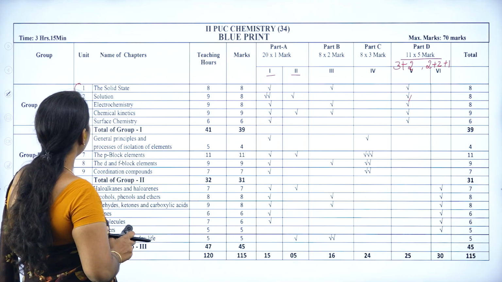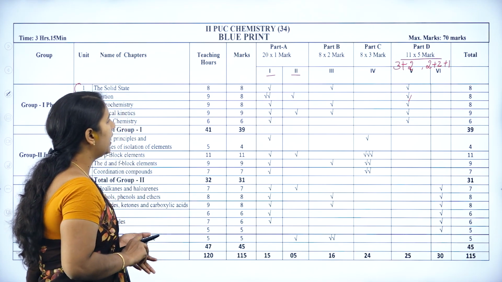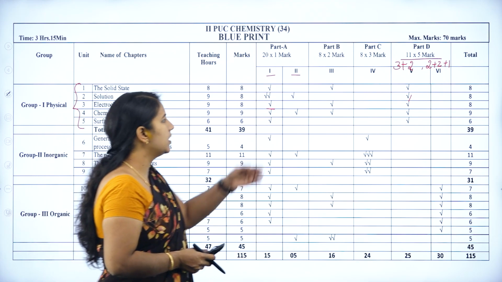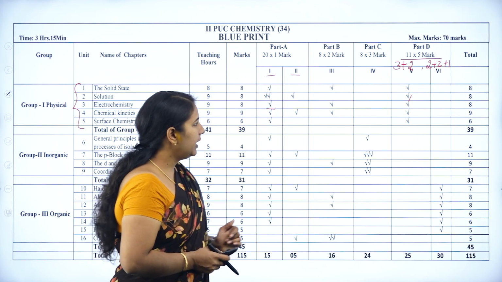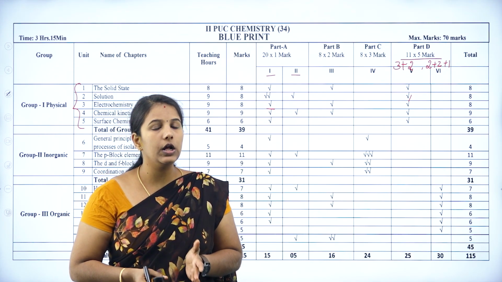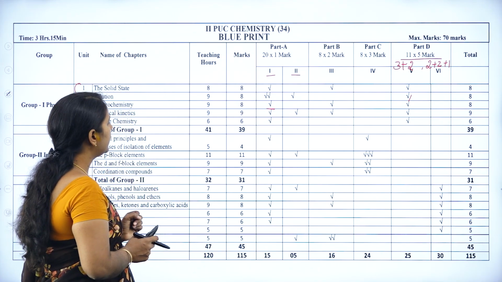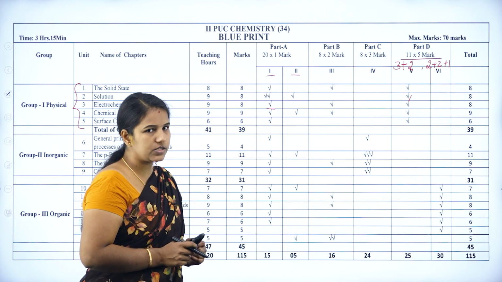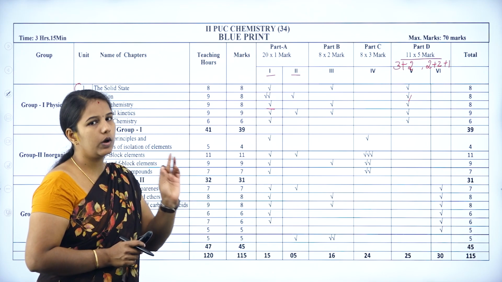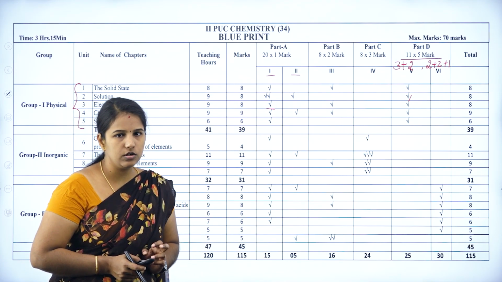Coming to the electrochemistry unit, from this unit we can expect 8 marks. You can see that we can expect 1 question in the choose the correct answers, 1 question in the 2 mark, and 1 question in the 5 mark. In the 5 mark there will always be a numerical from physical chemistry. Coming to chemical kinetics, we can expect 9 marks from this unit: 1 choose the correct answer, 1 fill in the blank, 1 two mark question and directly a 5 mark question.